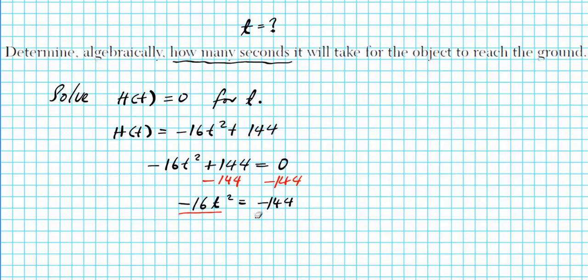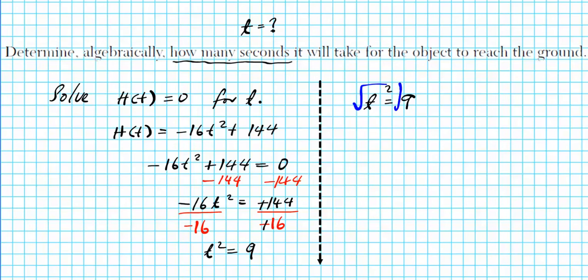Now, divide both sides by the coefficient of the variable term, which is negative 16. And that yields t squared equals, negative divided by negative becomes positive, 144 over 16. 16 goes into 144 9 times. You can divide that out with your calculator or just use GCFs to reduce it systematically. And then t squared equals 9. To get t by itself, you take the square root of both sides. And then you have t is equal to plus or minus 3.